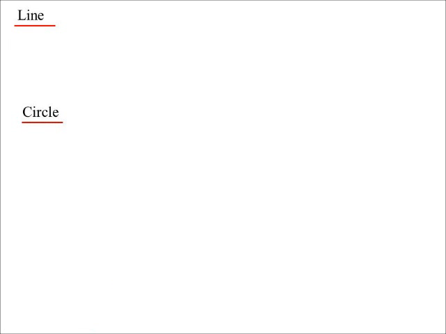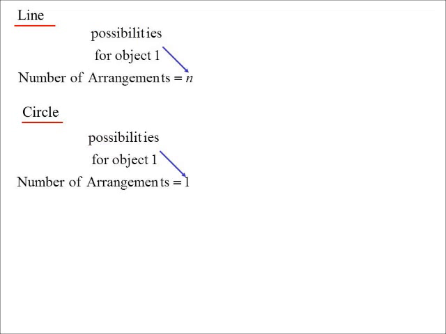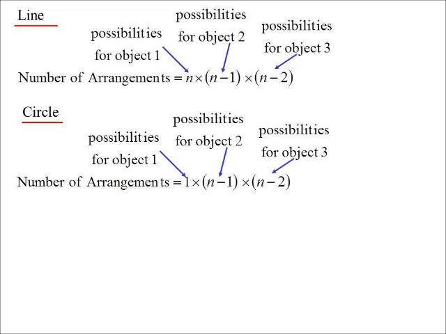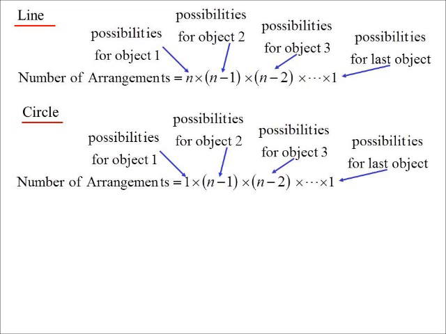So how does that change things? Well, in a line, we know the objects went n for the first one, but in a circle, it's now going to go 1. The second object, n minus 1, is going to be the same, and so on until we get to the end. So basically the difference is in a line we've got n factorial, but in a circle we have n minus 1 factorial.